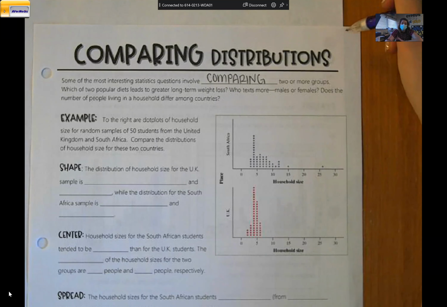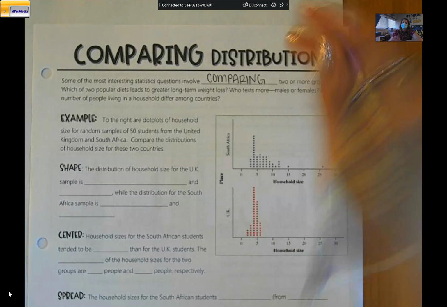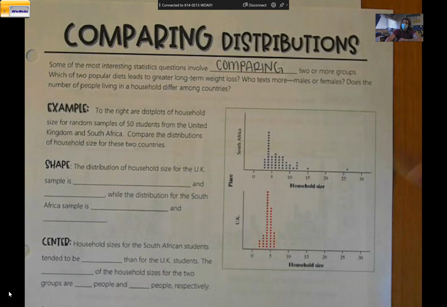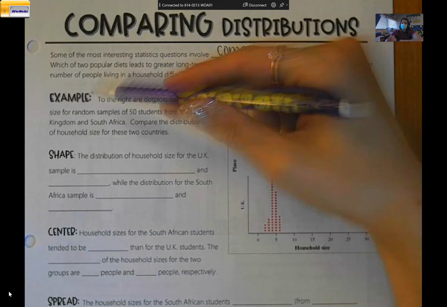These are questions that you might want to investigate. Which of two popular diets leads to greater long-term weight loss? Who texts more, males or females? Does the number of people living in a household differ among countries? These are all questions that some people might be interested in. And that last question is what our example is going to investigate.